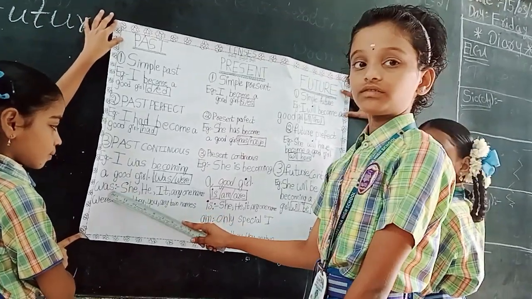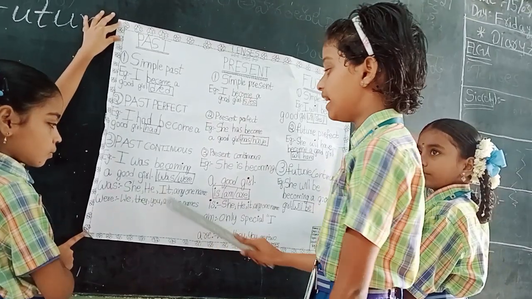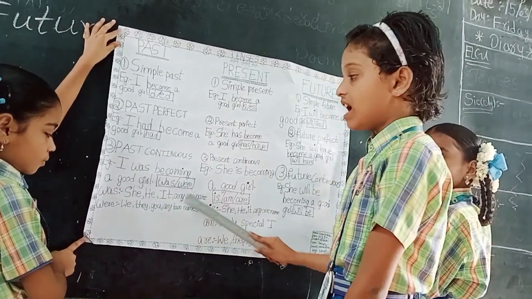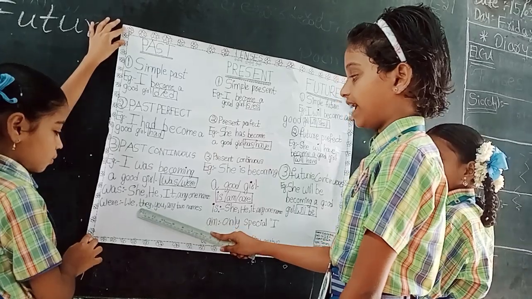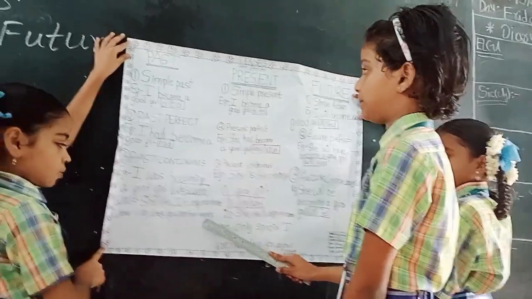When we have to use was? She, he, it, anyone name. Were, we, they, you, any two names.